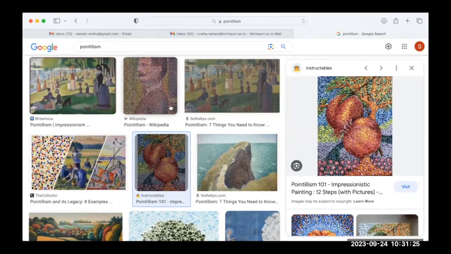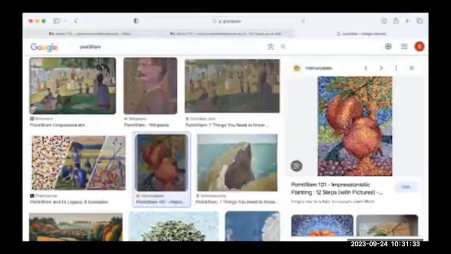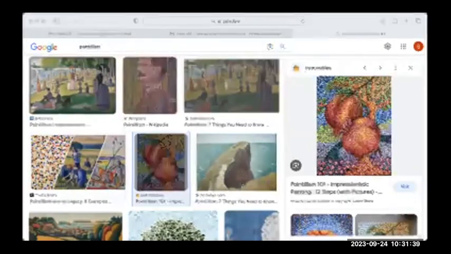Then, which was the other one? One second, let me see. Which were the other ones? Or kya tha? Can anybody let me know? I'm just forgetting actually. Expressionism and op art, right?